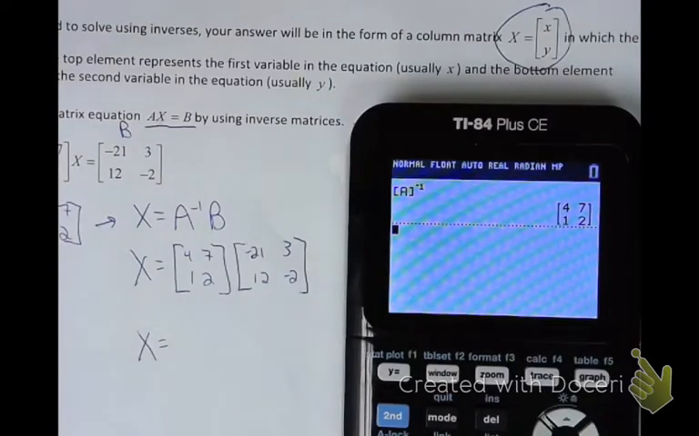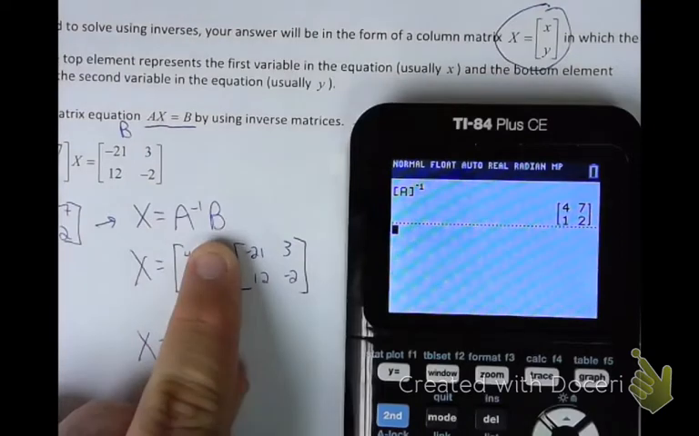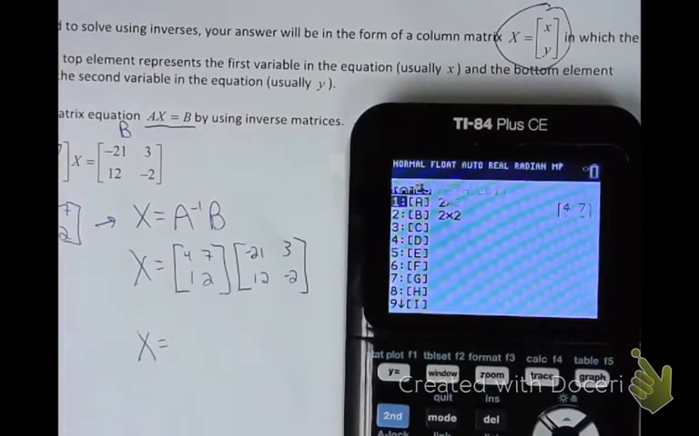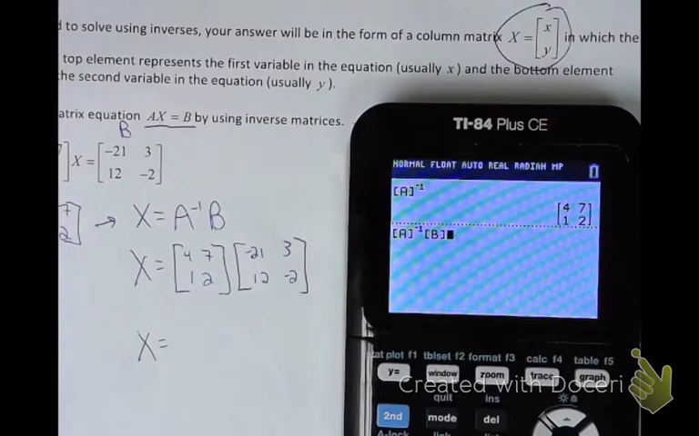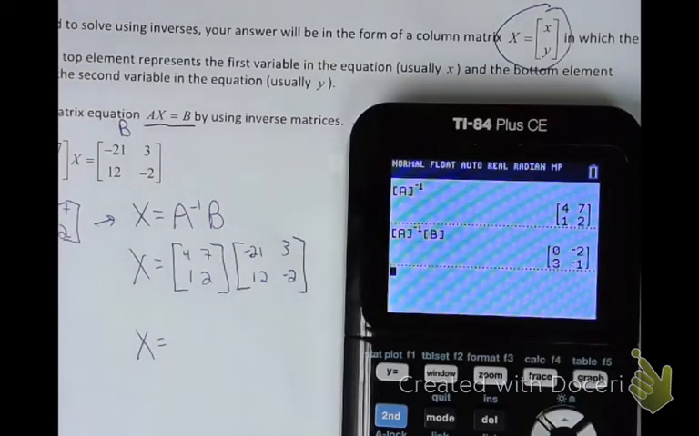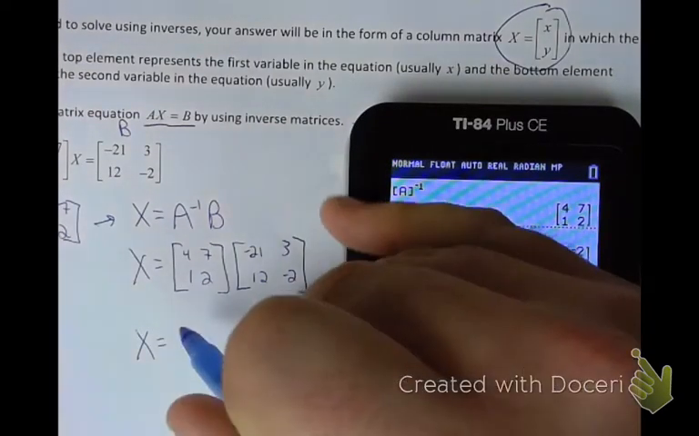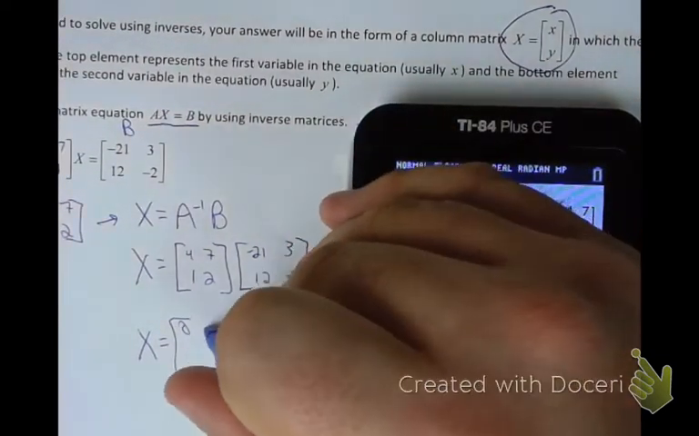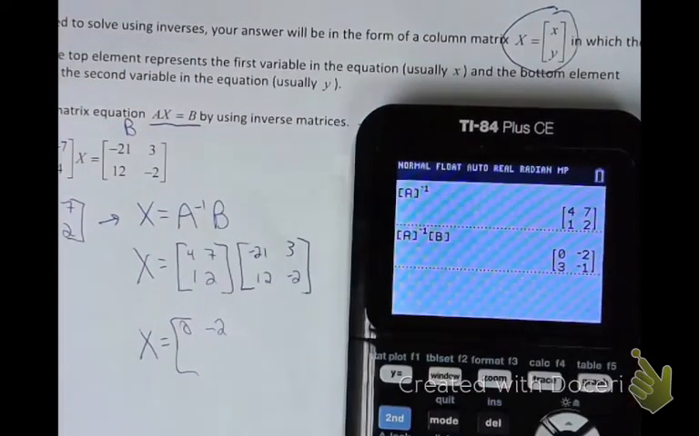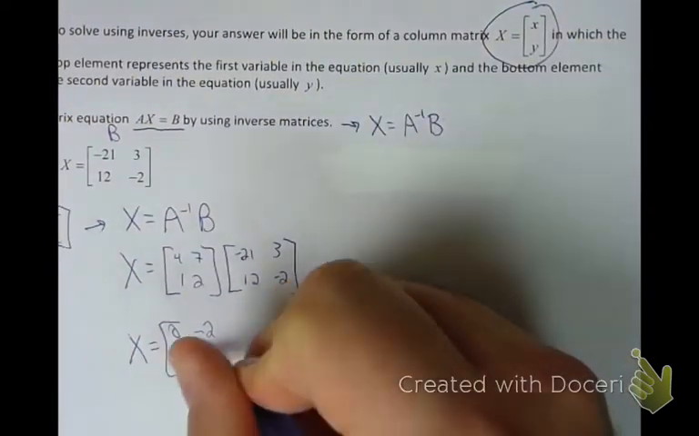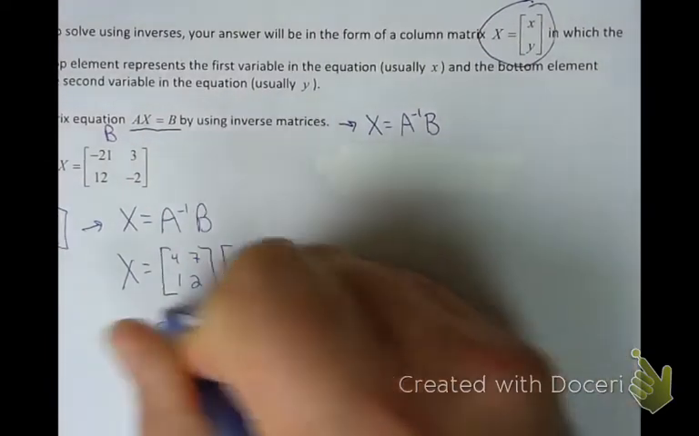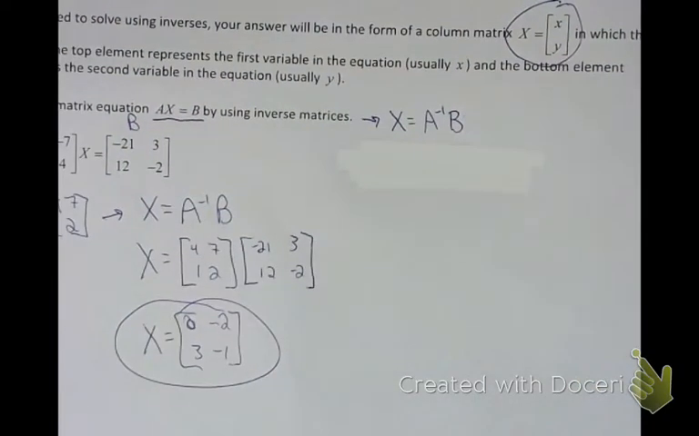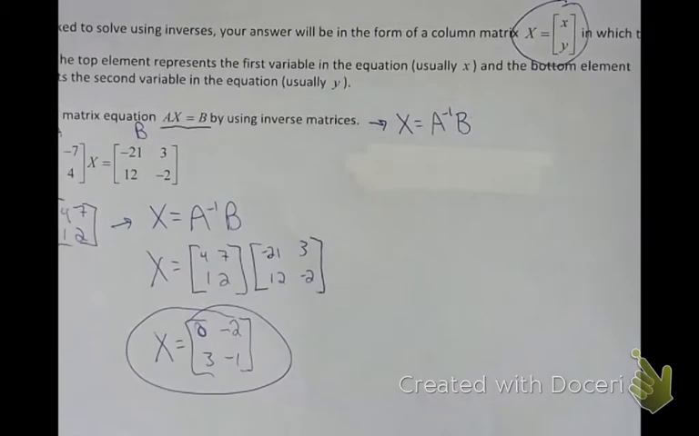So what I'm essentially doing is this problem right here. I'm going to go from the names menu, A matrix with my inverse button, go back in the matrix menu and scroll down to the B matrix, put it right after it, and it'll do the math for me, giving me my final solution of 0, -2, and what looks to be 3 and -1. And that is how you solve using inverse matrices, how you solve that equation.